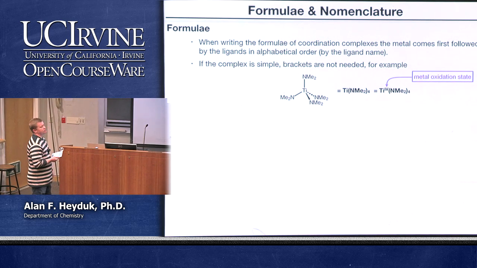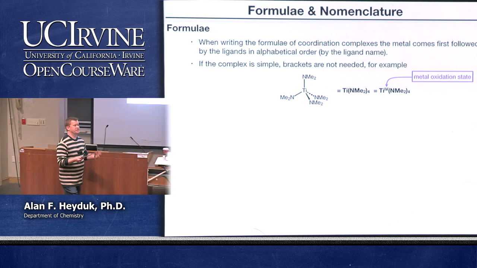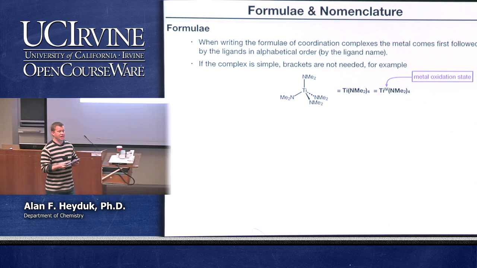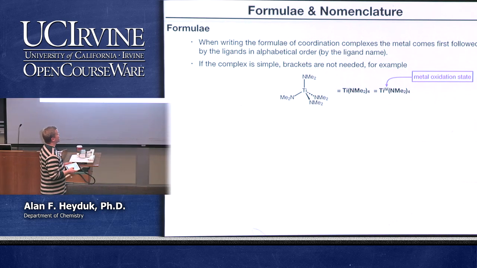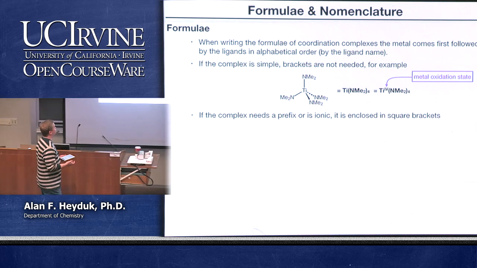You can also include the oxidation state of the metal in the molecular formula. Again, this tells you something about the electronic properties and potential reactivity of the complex, and we'll talk a lot more about this as we go forward.